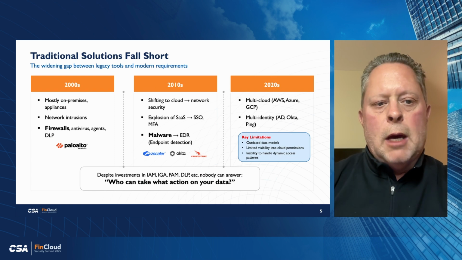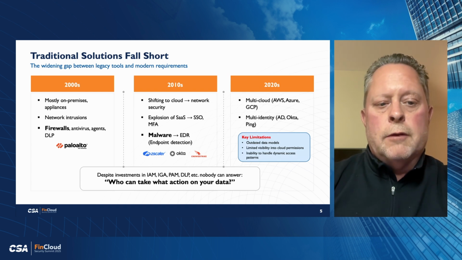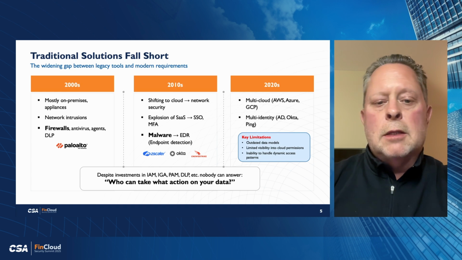So let's talk a little bit about why the traditional solutions that we've been working with for a while are falling short, frankly. What you see on the slide here is a quick history lesson, but there's been a lot of innovation in the cybersecurity space. If you go back to the 2000s, we had what we called at the time next generation firewalls. There was a lot of innovation in the network security space. Companies like Palo Alto were very instrumental in driving that alongside others like Checkpoint. The 2010s came along and we started to see things move to the cloud and leverage the cloud.